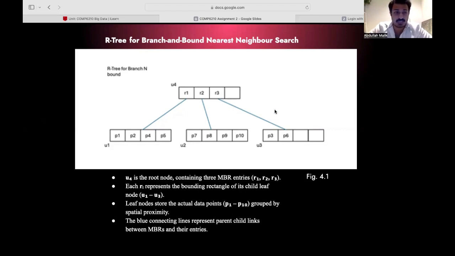The blue lines show the parent-child links. This hierarchical grouping ensures that when searching for the nearest neighbor, the algorithm does not scan all points, but only the relevant rectangles. In short, the R-tree provides a foundation for efficient spatial queries.